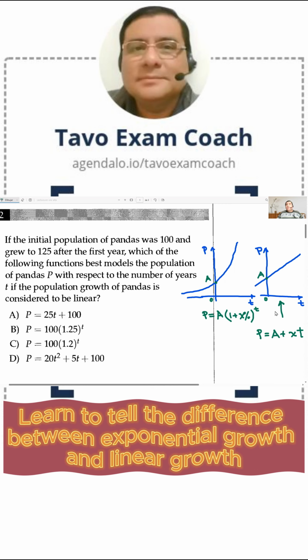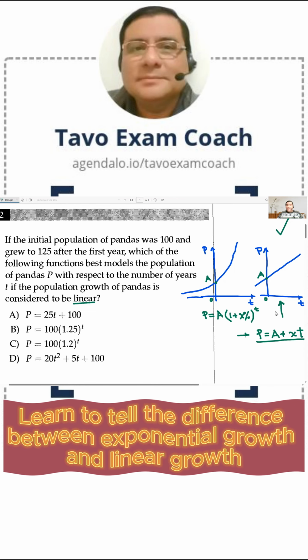On one hand, in the exponential growth pattern, X represents a fixed percent, while in the linear growth pattern, X represents a fixed quota by which the population is increased every period of time. So, since the question says that the growth of the population of pandas is considered to be linear, then we need to adopt this pattern. This pattern has a curve that can be described using this formula. Let's take a look at which of the answer choices matches more closely this pattern for the linear growth.